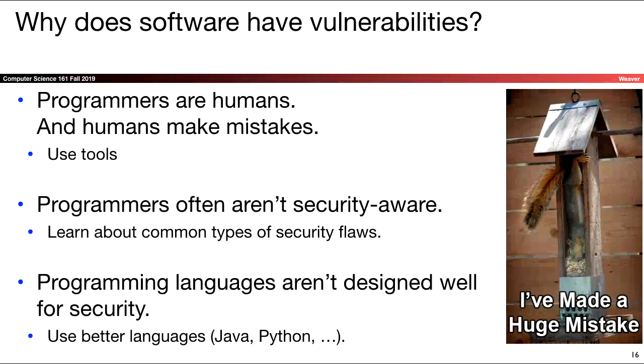All right, so let me sum up software security. Why does software have vulnerabilities? Well, because we're all human, we make mistakes. What can you do about that? You can use tools to help find things. Programmers aren't always security aware, not always aware of the consequences, so we teach you classes like this so that you get thinking about them. And the programming languages aren't always designed to make it easy to be secure. Sometimes they make it hard to be secure. So to deal with that, you can, when possible, use better languages.